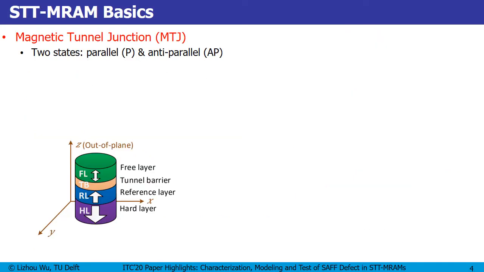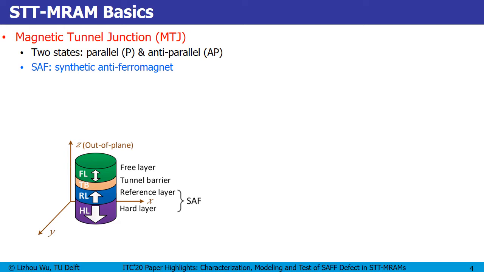The STT-MRAM device is called a magnetic tunnel junction. It basically consists of 3 layers: tunnel barrier, reference layer, and free layer. It has 2 states, parallel and anti-parallel, representing logic 0 and 1. To strongly pin the magnetization in the reference layer, a synthetic anti-ferromagnet is widely used in industry. So basically, it means these 2 layers are always anti-ferromagnetically coupled, so that the magnetizations in these 2 layers are always pointing in opposite directions.